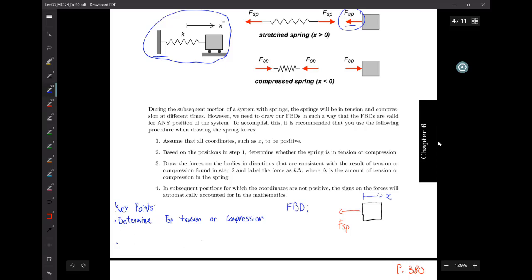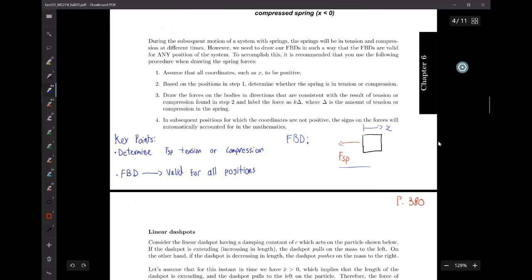And this free body diagram is going to be valid for all positions, because in my equations, if I am consistent with the choice that I have on my free body diagram, if this spring is now moving in this direction and is compressed, in my time dependence, the force is going to switch signs. We're going to see how this works.